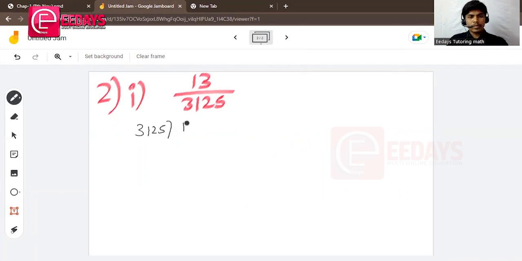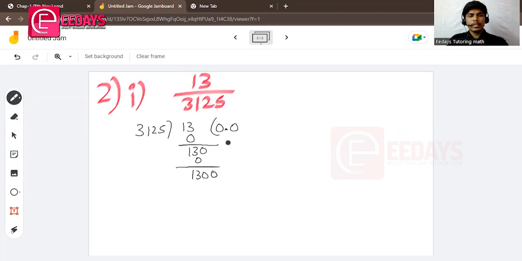3125, 13. Okay, 13. So 3125 is a bigger number compared to 13. So you just multiply with 0. So you'll get 0 here. And 13, if you put a point here, you'll get 0. Still you are not satisfying, so you just multiply with 0. So you'll get 0 and 130.